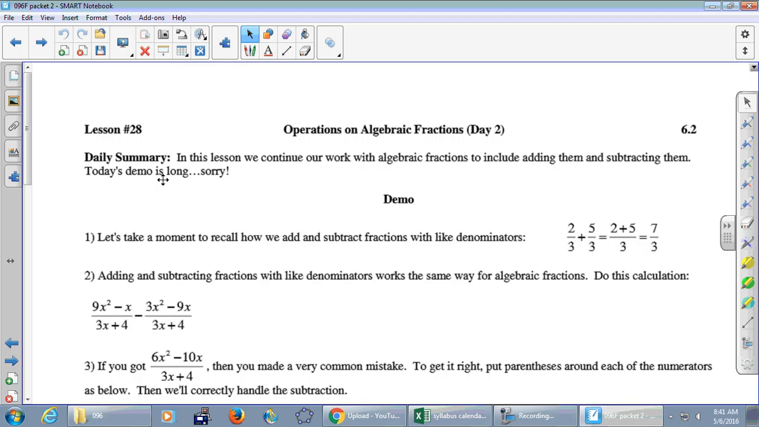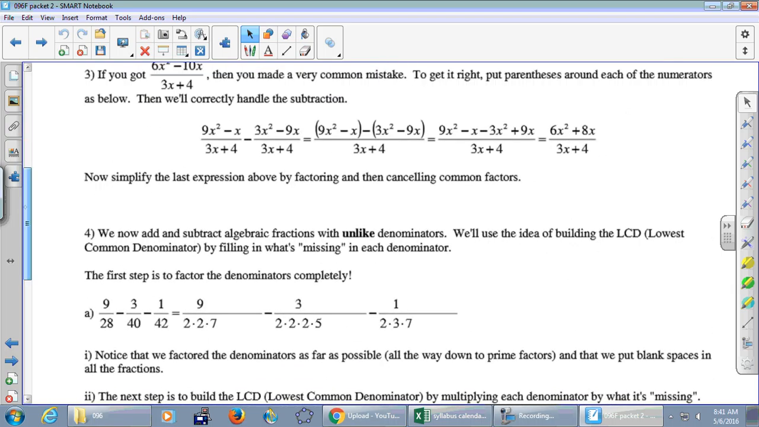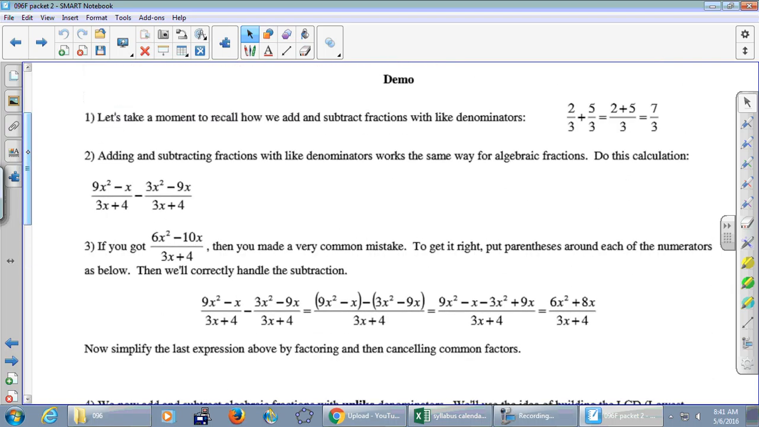The demo is a little long. We'll try to get through it as quickly as possible so you have lots of time to practice. Starting with number 1, let's take a moment to recall how we add and subtract fractions with like denominators. If you saw 2/3 plus 5/3, what would you say the answer is? 7/3, right? But I'm going to put this step, which you would never normally put.